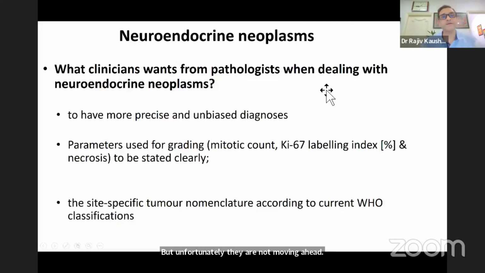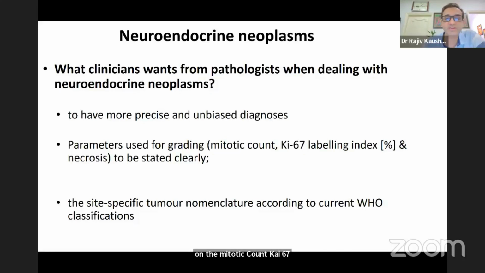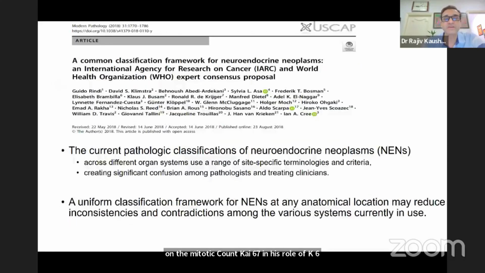Okay. So in a neuroendocrine neoplasm, we clinicians expect a precise diagnosis, which is to be supported by immunohistochemistry, and there are parameters for grading of the tumors, which is based primarily on the mitotic count. The role of Ki-67 is not yet established, especially in lung cancer.